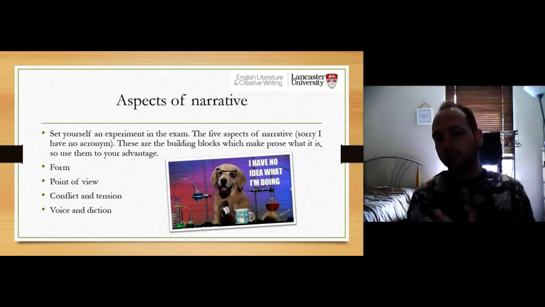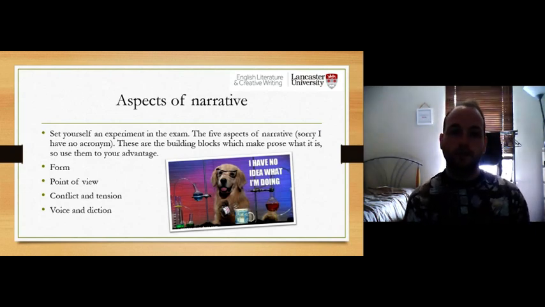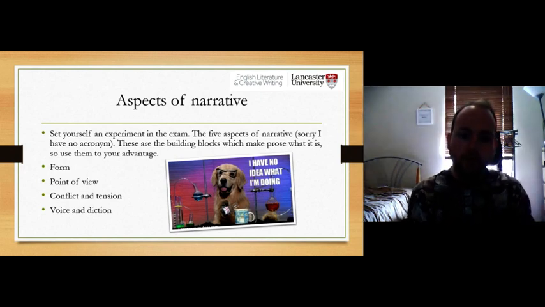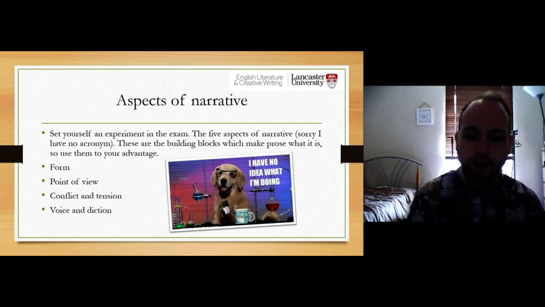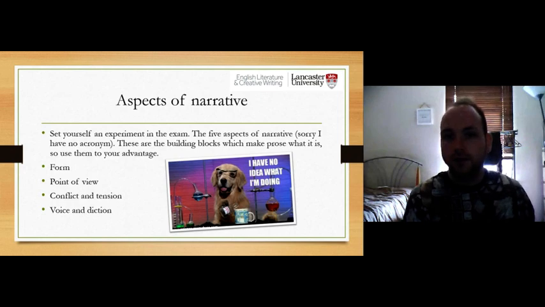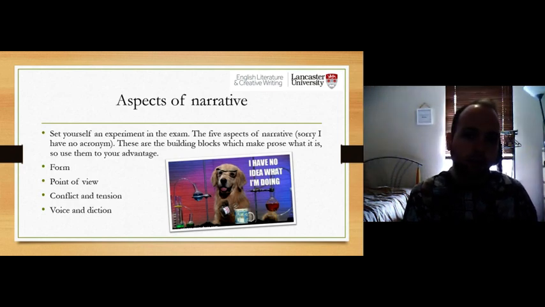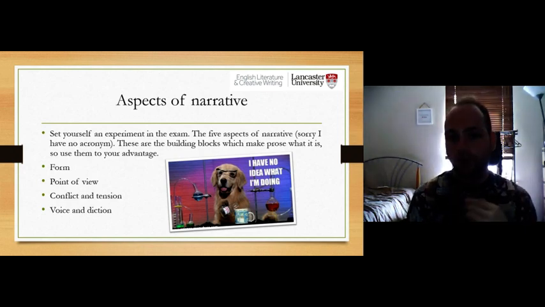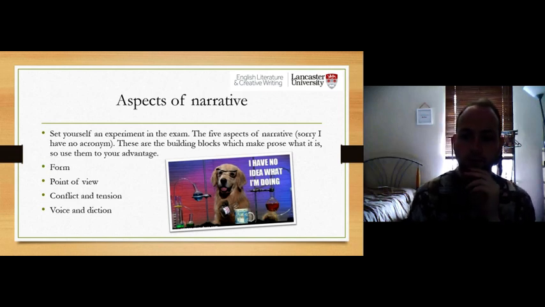The way that I've structured this is to look at the traditional aspects of narrative. We're going to be looking at form, at point of view, perspective. We're going to be looking at conflict and tension in a piece of writing. We'll have a look at voice, at diction, at tone, at colour of language, formality, informality. You can use these as a jumping off point to set an experiment.